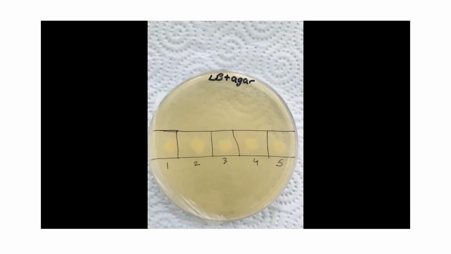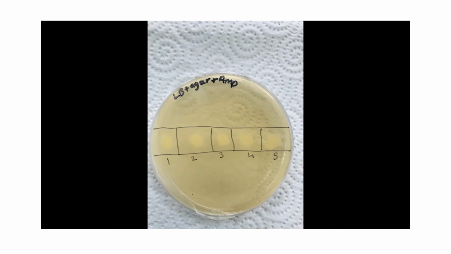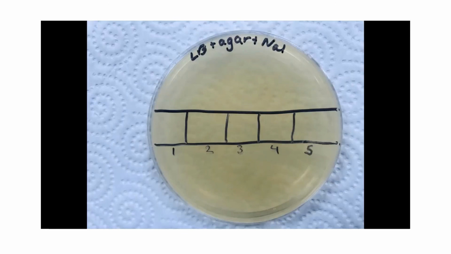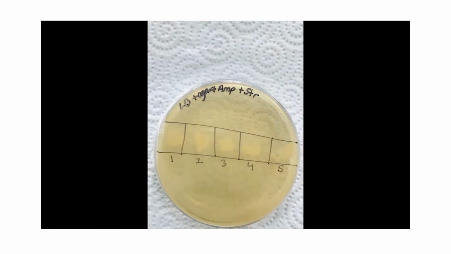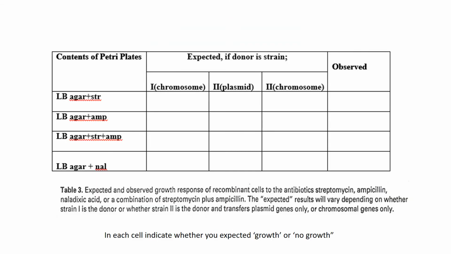Please attentively observe the growth results from each plate and record your observed results in Table 3 of your lab handout. This is your results table for Lab Day 3. Record your theoretically expected results in the form of growth or no growth for the growth response of the recombinant cells on the antibiotic plates.